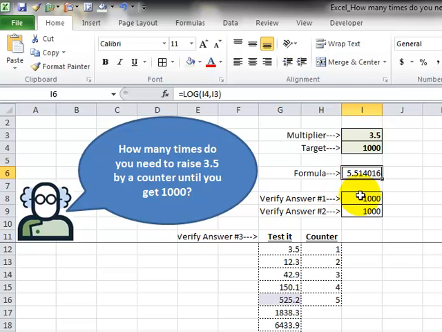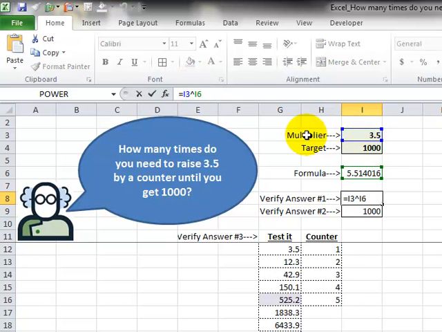Now, how can we verify to make sure this is correct? Because it's not an integer, there's a decimal component to it. So, one way to do it would be this. Just come in here and say, all right, I3, which is my 3.5, to the power of I6, which is the answer. This should go backwards to 1,000, which of course it does.